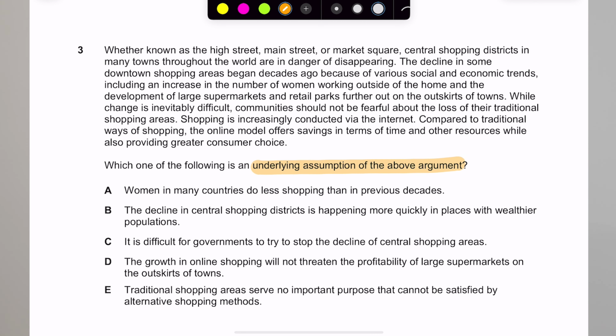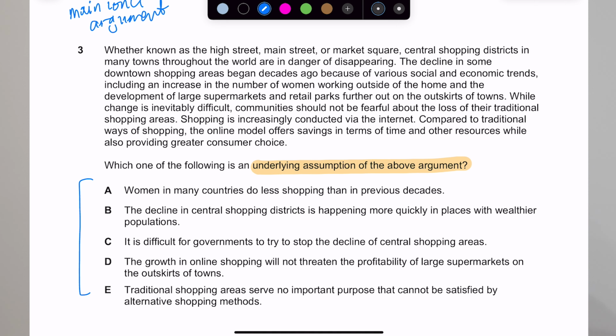Okay, so we've got an underlying assumption question for question 3. So with underlying assumption, again, go and check out the other videos if you haven't done so already, but look for the conclusion, look for the argument leading up to that conclusion, and then find out of A to E which one we need to be true in order for that argument to hold. So I'm going to try and identify the main conclusion first. Just going to do a quick skim through.